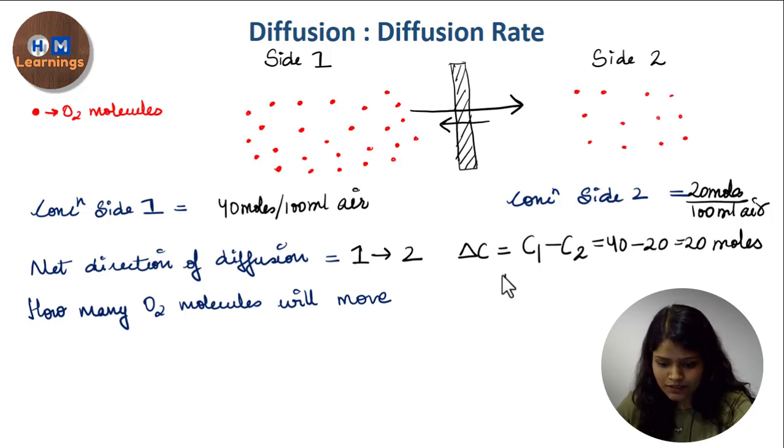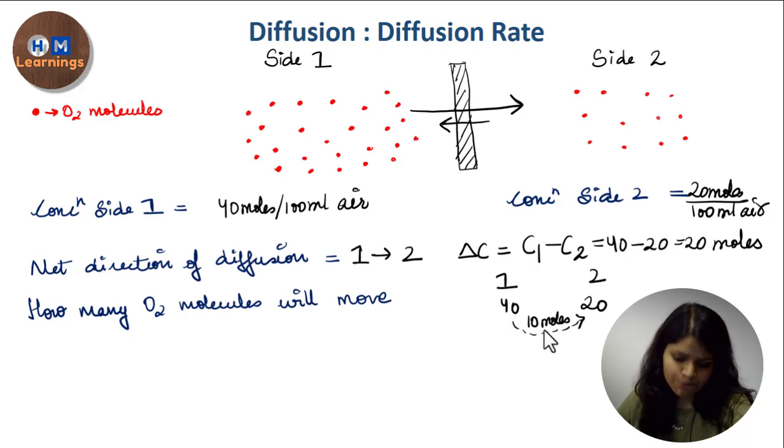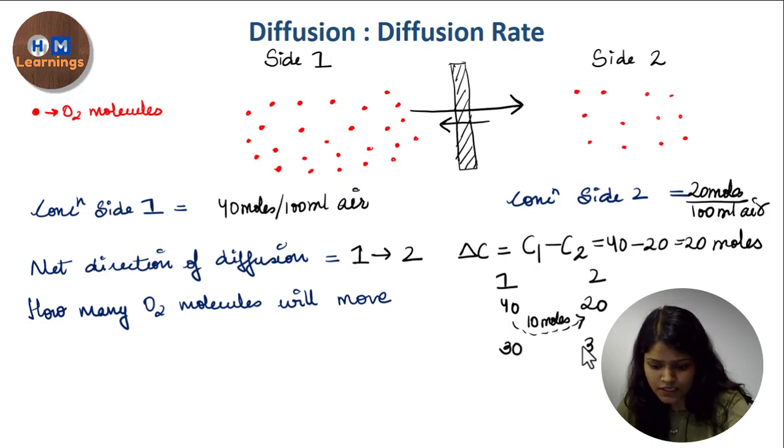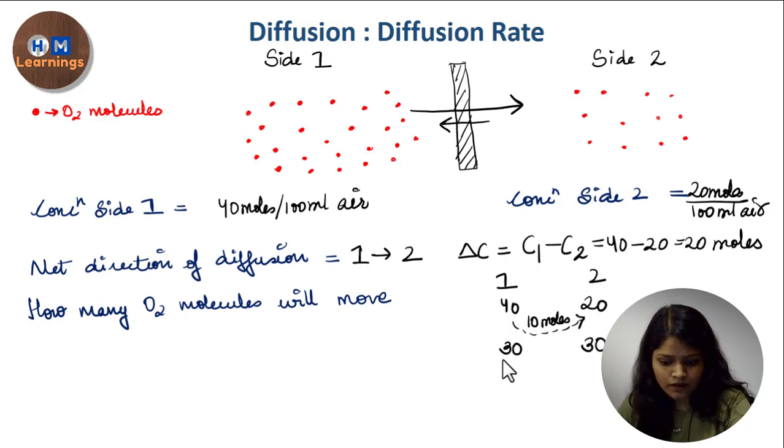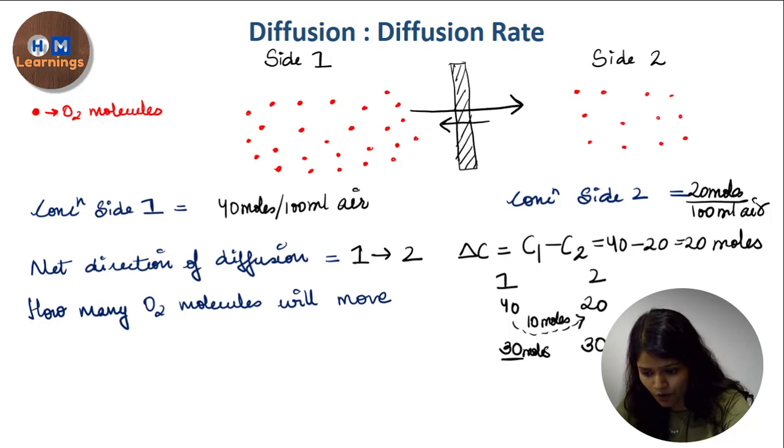Now you know that side 1 has 40 moles and side 2 has 20 moles. Now the diffusion of oxygen molecules has started, and suppose 10 moles have diffused from side 1 to side 2. Now the diffusion has stopped. At this point there will be 30 moles left on side 1 and 30 moles on side 2. If you calculate the concentration gradient at this time point, it will be 30 minus 30, that is 0. This is the time at which the diffusion will stop.